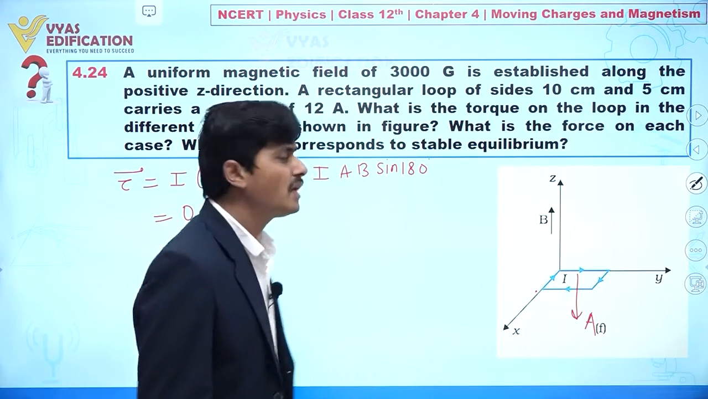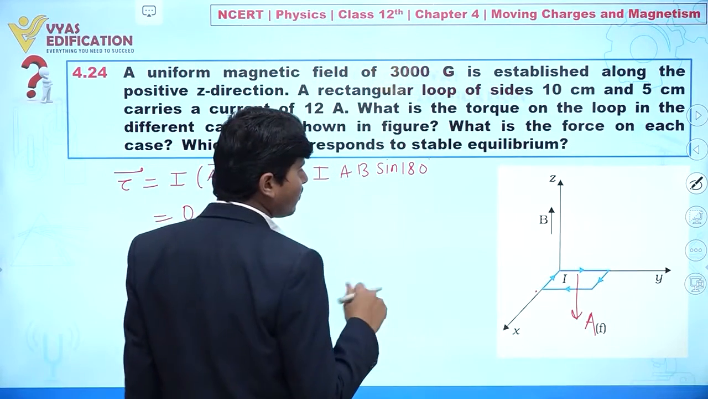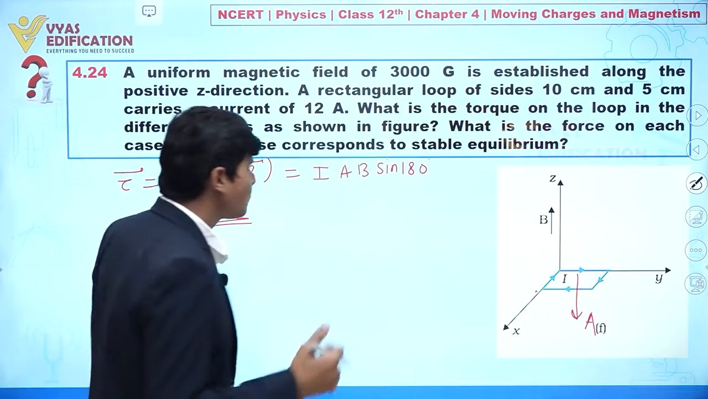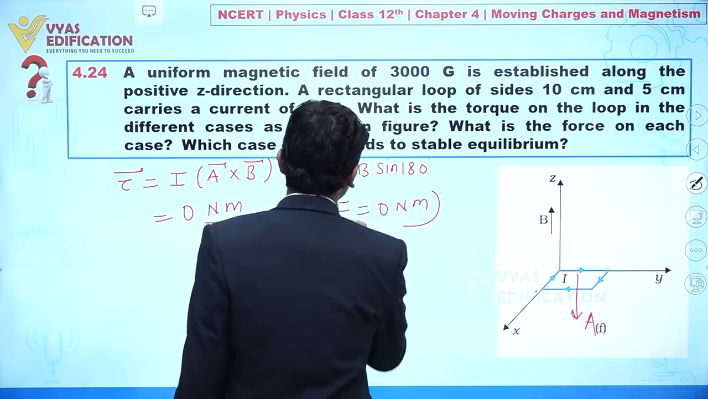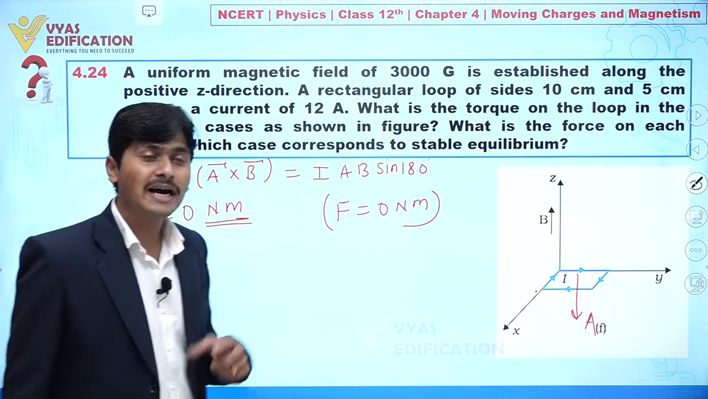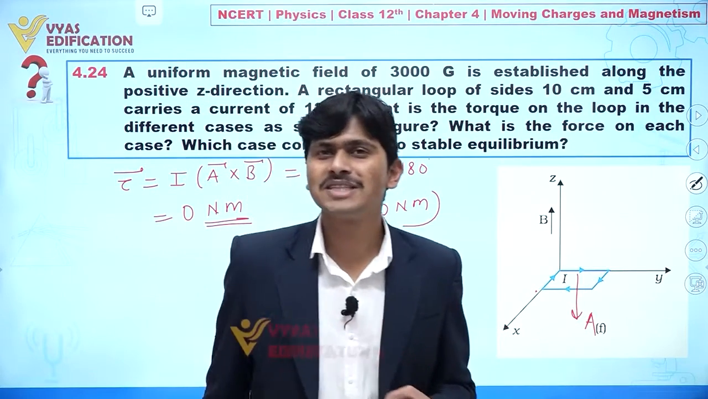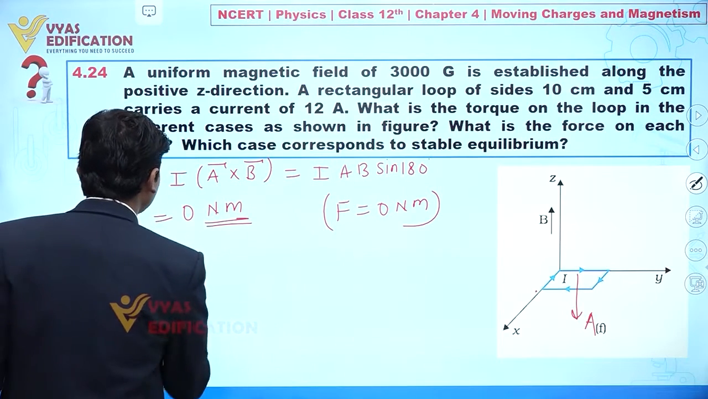Clear? Whenever we have torque 0, what about force? When torque is 0, definitely the net force is also 0. Clear? And actually one more important piece of information: this is a condition of unstable equilibrium.